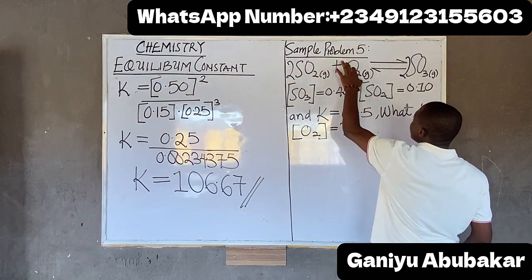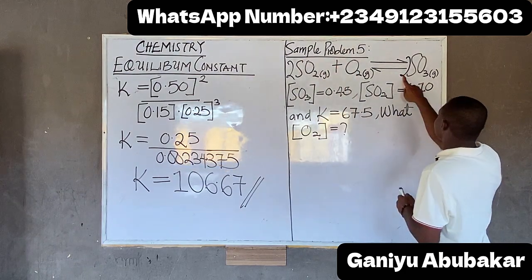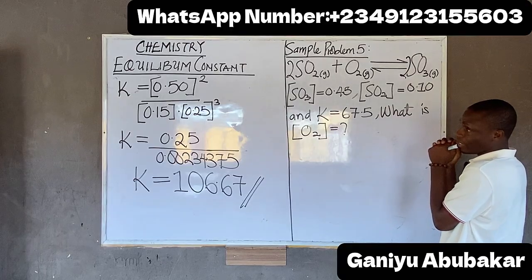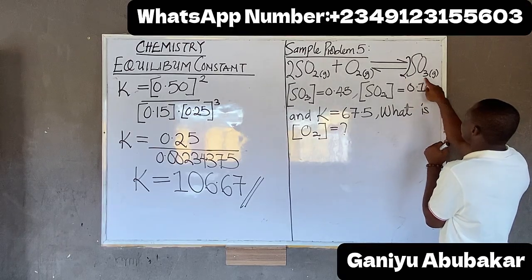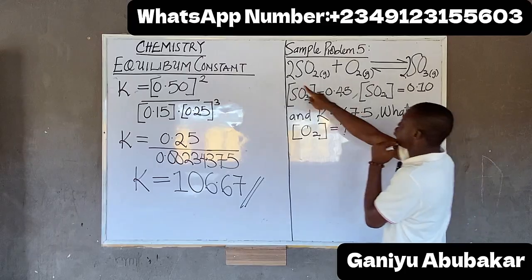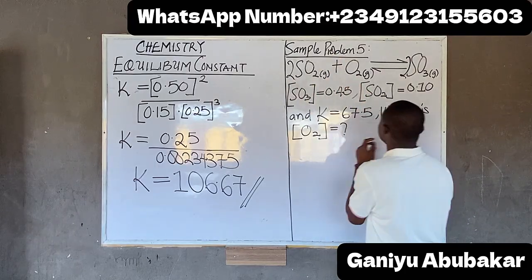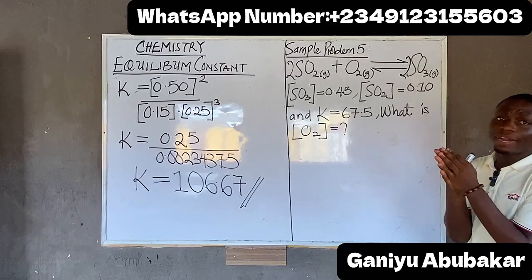4 with 2, that gives you 6. 2 times 3 gives you 6 oxygen. This is now balanced, right? 2 times 3 gives you 6 oxygen. 2 times 2 gives you 4, plus 2 gives you 6, right? So this now becomes a balanced equation.